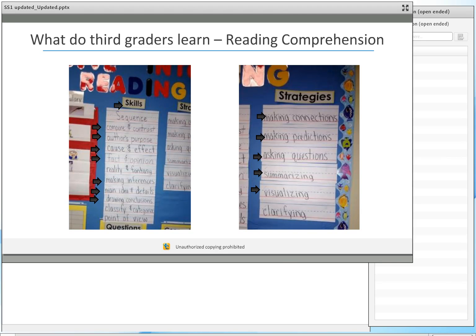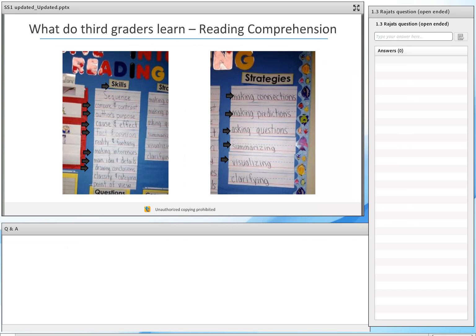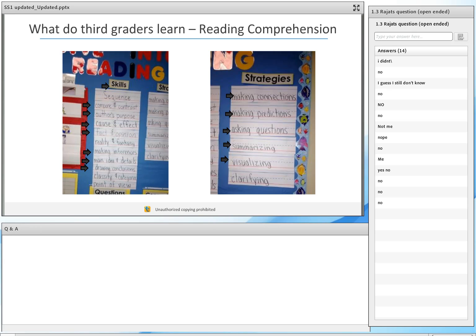When I read this, I realized this is very similar to what we are trying to teach. Yes, our passages are a bit more complex, but essentially the strategies and skills that we're trying to build in our students are very similar. How many of you learned this in third grade? Very few, right?